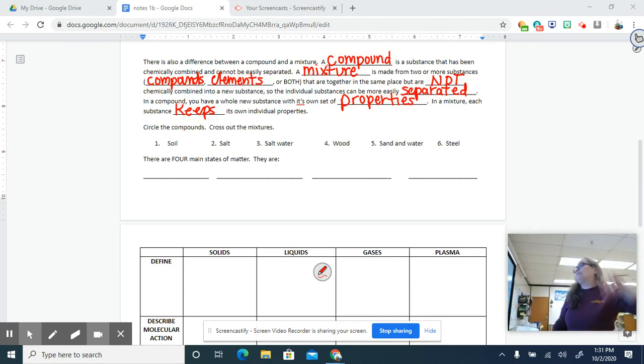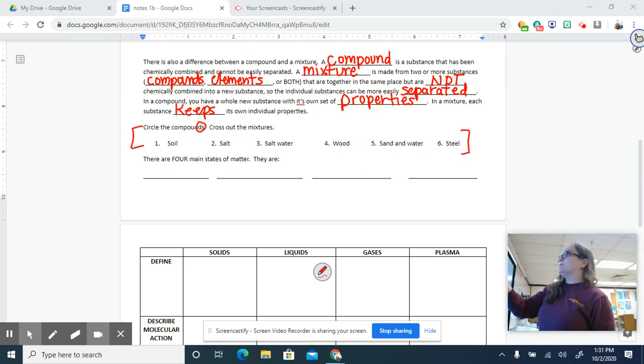So there you go. All right, again, this is a little trickier, but I want you to do it. Pause and decide. Is it a compound? Is it a mixture? So circle compound, cross out mixture. Pause, do it.